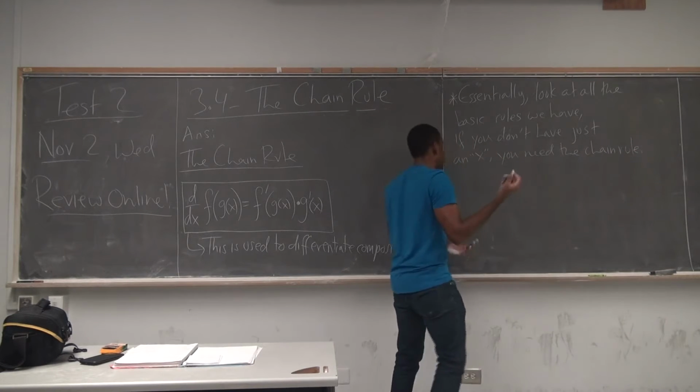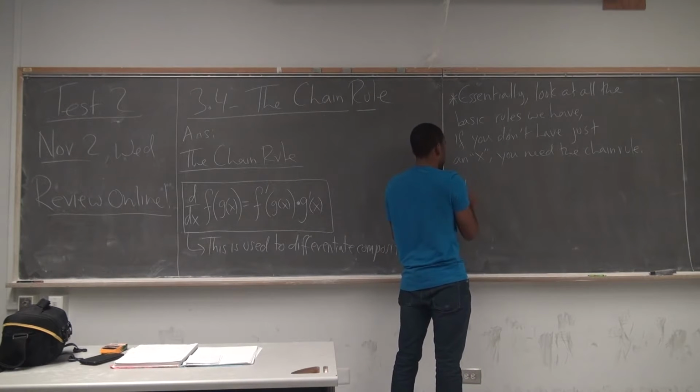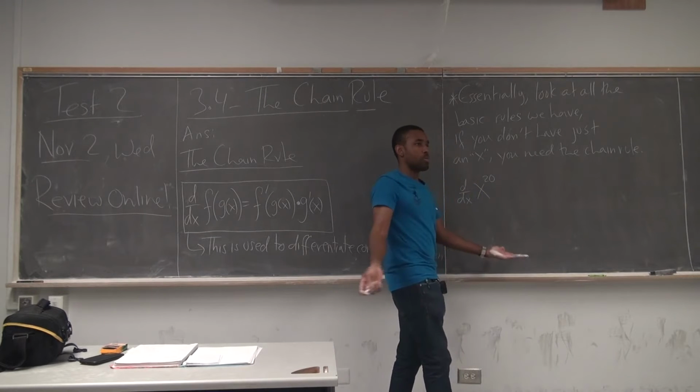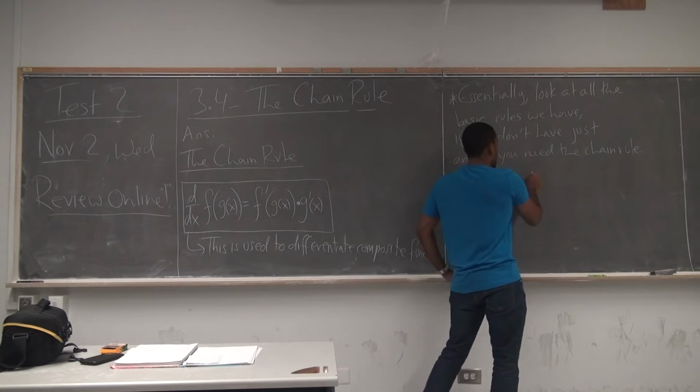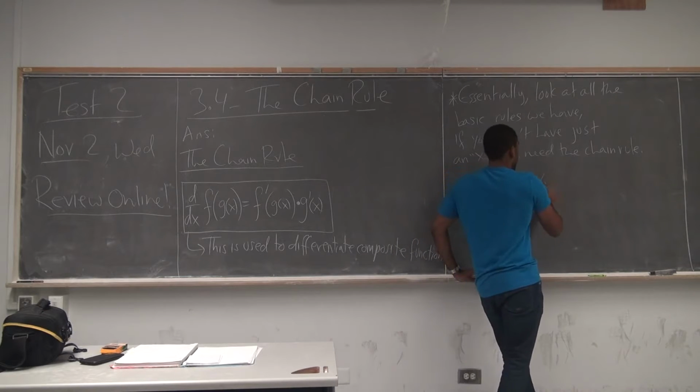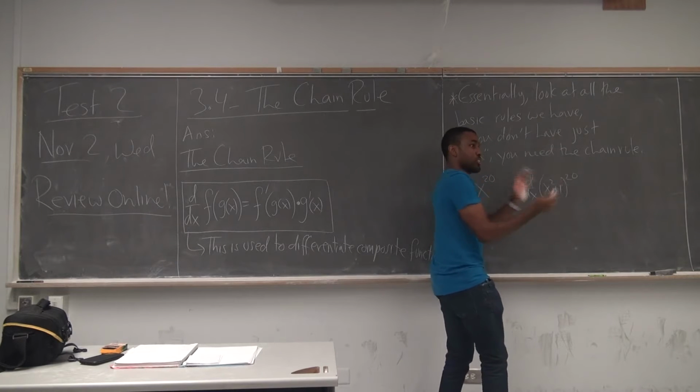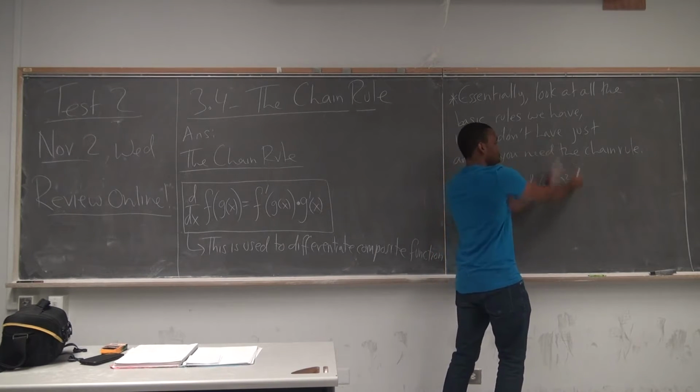What do I actually mean by that? For example, if I ask you to find the derivative of x to the 20th, that's no problem. That's just a power rule, because it's just x to the 20th. However, as I did here, I asked you to find this to the 20th. It's not just x to the 20th. There's a whole mess of things raised to the 20th.